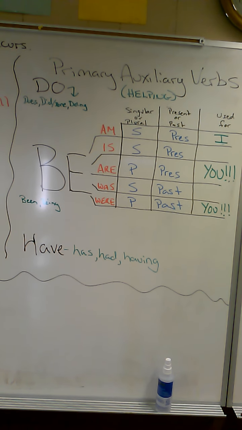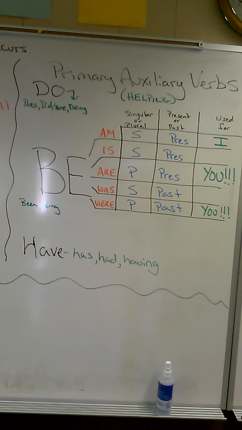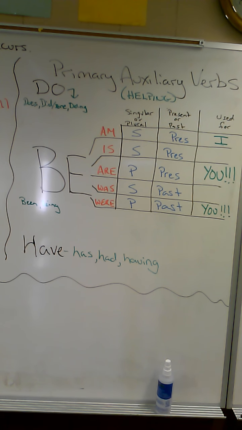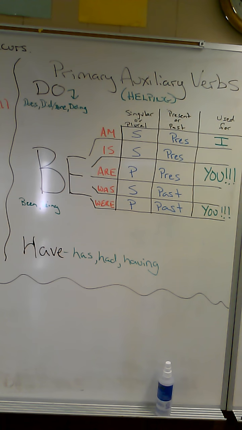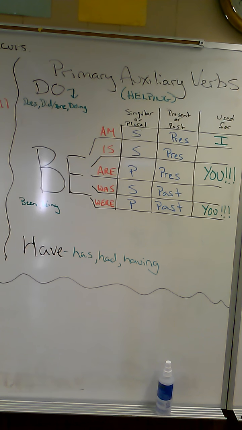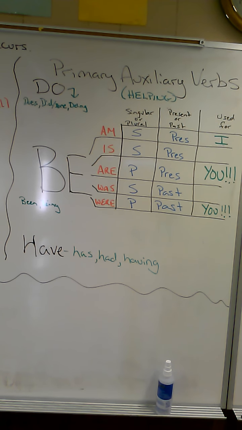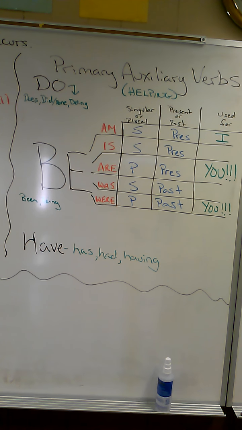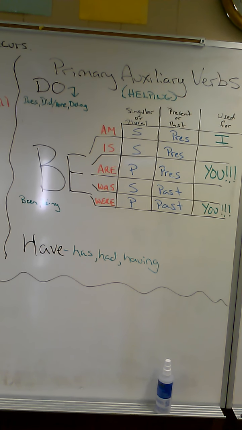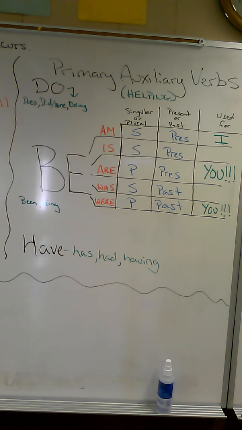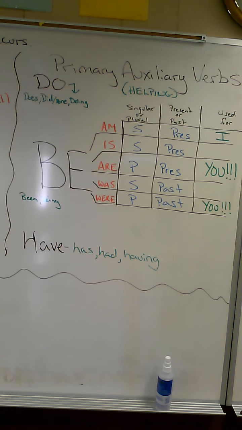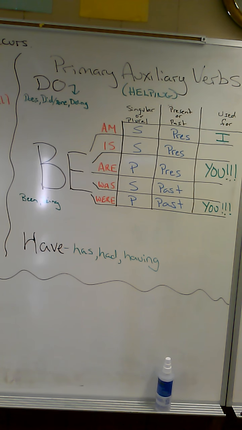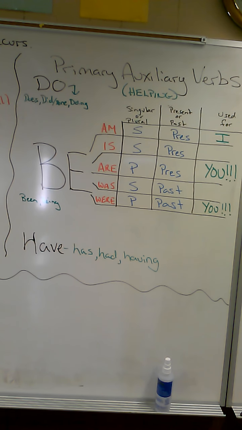I was walking to school. That means I'm not doing it anymore. The final form of be is were. Were is plural. So if the subject is plural and it's in the past, you would use were. We were walking to school.